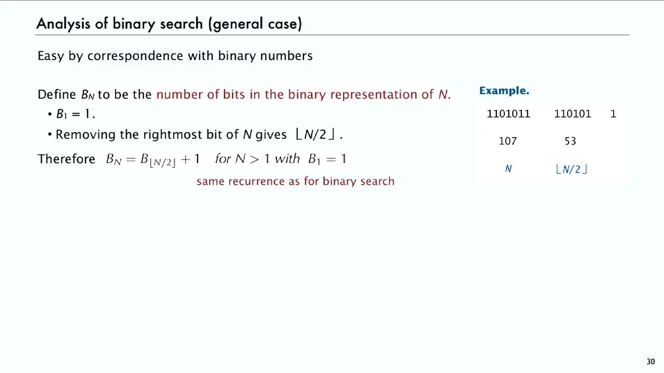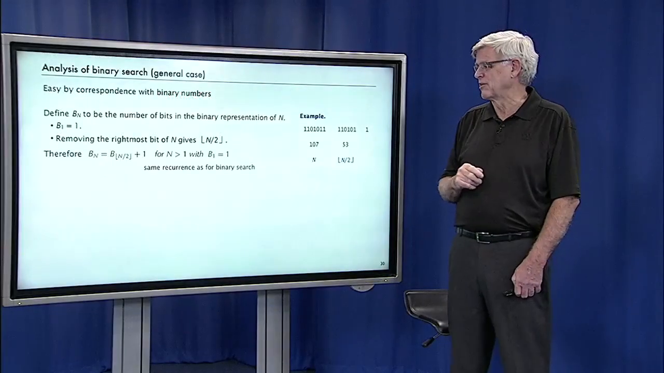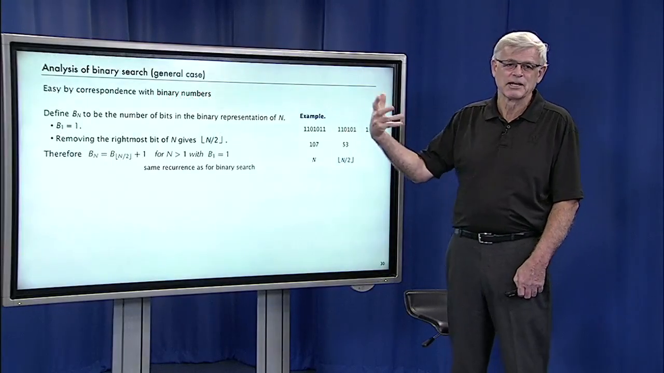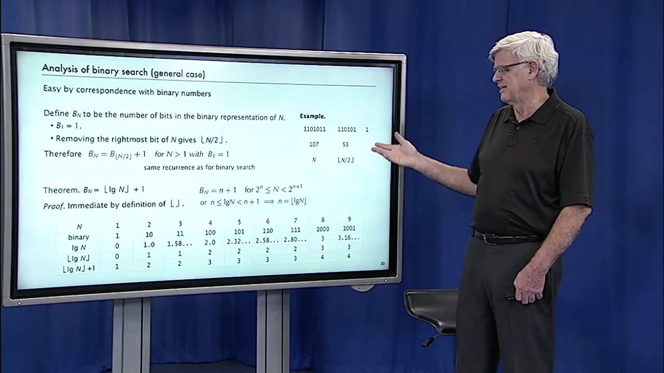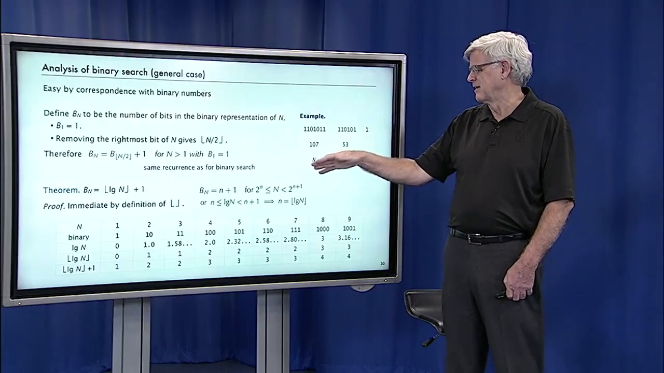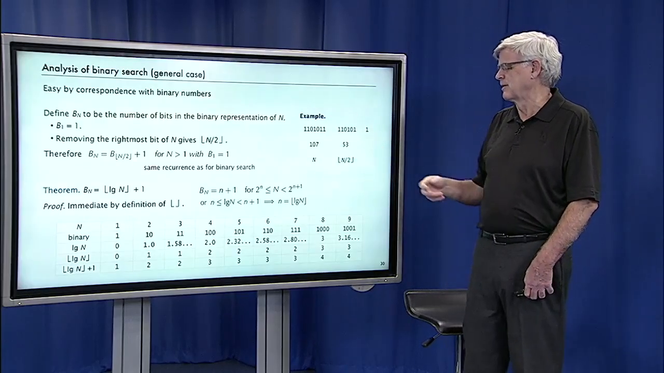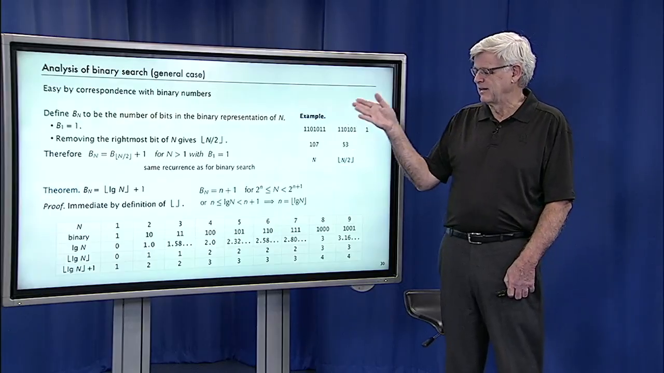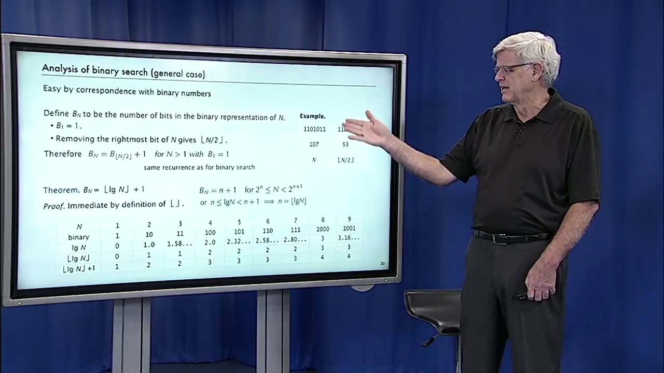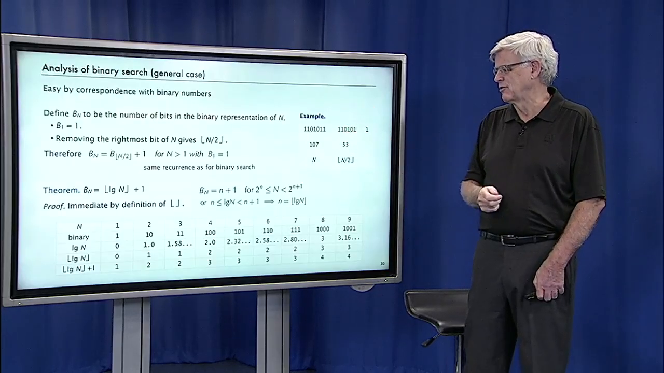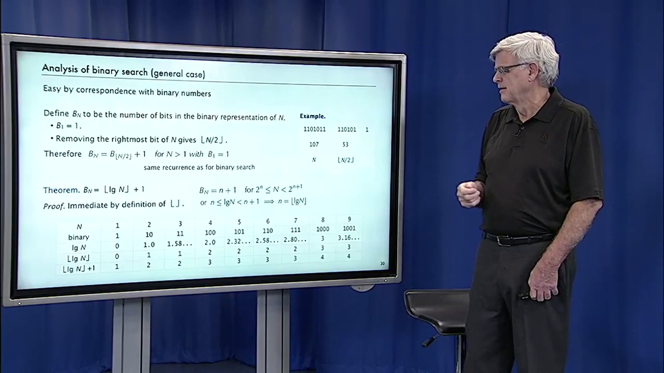That's the same recurrence as binary search. Maybe it's a little bit easier to think about counting the number of bits in the binary representation of n than it is thinking about the binary search algorithm. And so that's an easy model. Then it's pretty straightforward to prove that the number of bits in the binary representation of n is the floor of the log base 2 of n, plus 1.